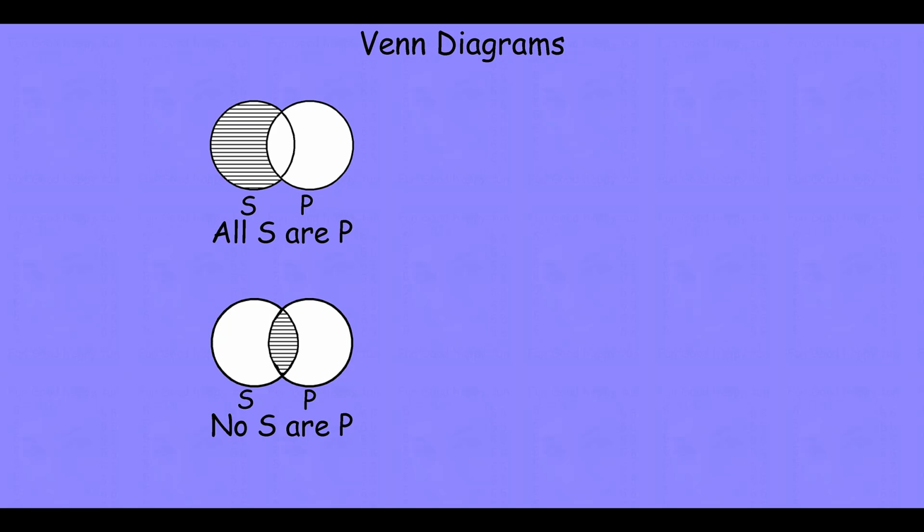We're being good Booleans. We don't know if there's any members in the subject class. We don't know if there are any members in the predicate class. Here's what we know. Nothing can be both a member of the subject class and a member of the predicate class if that universal negative standard form categorical statement is true.